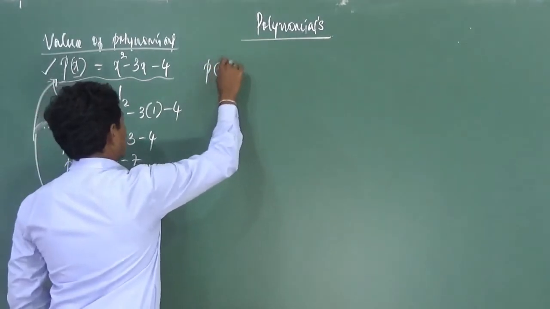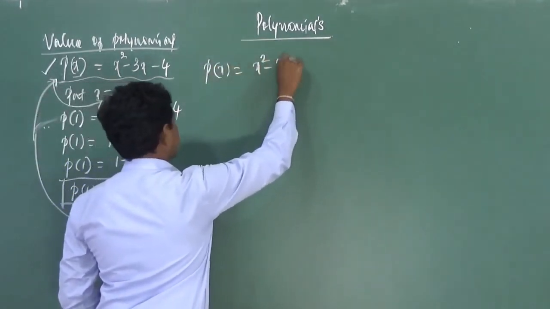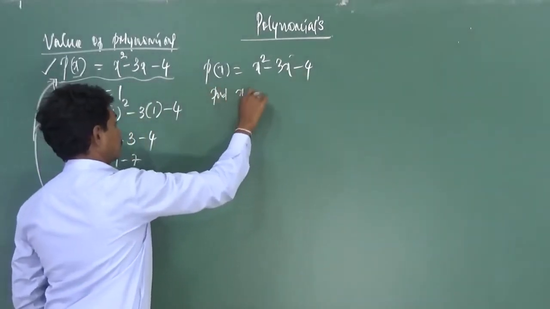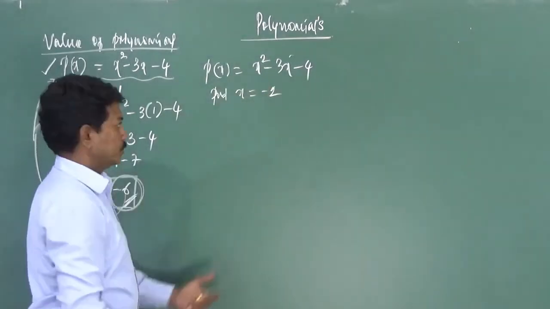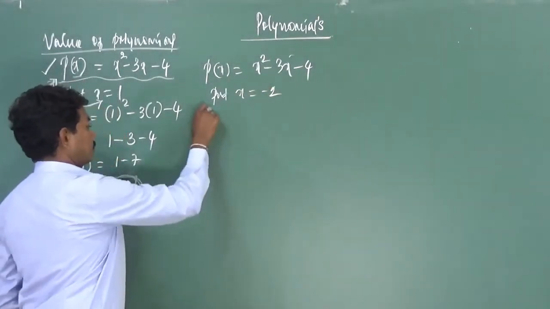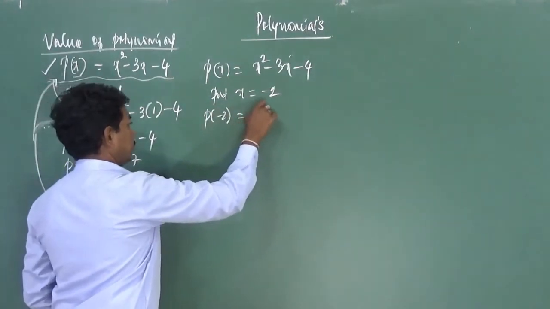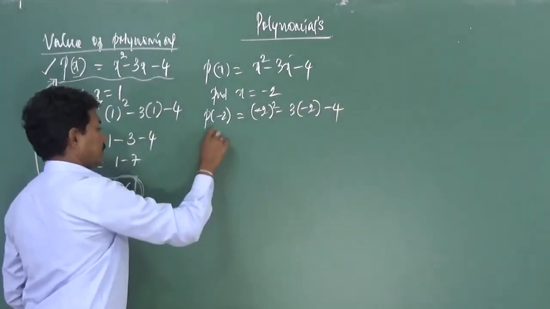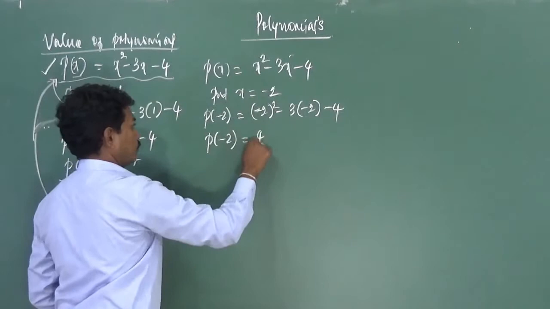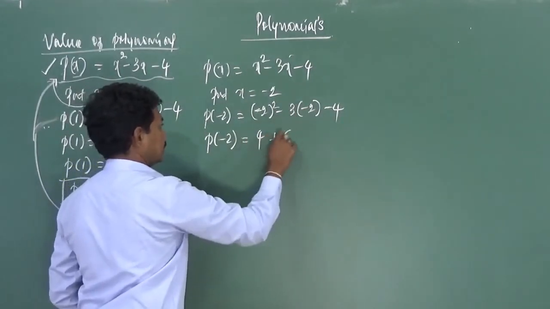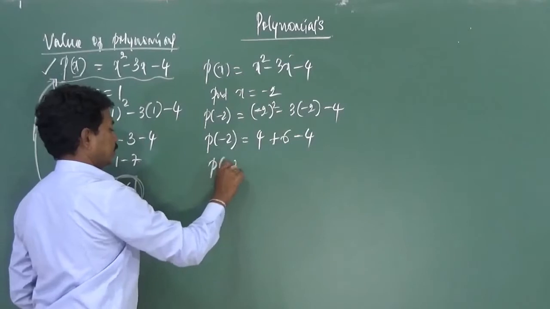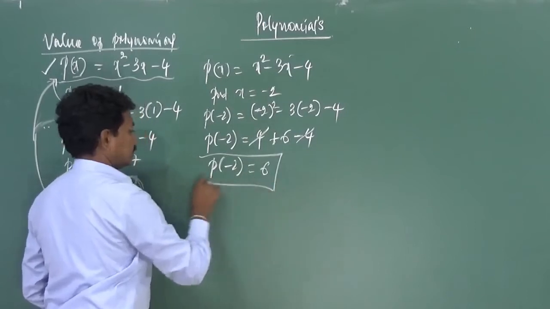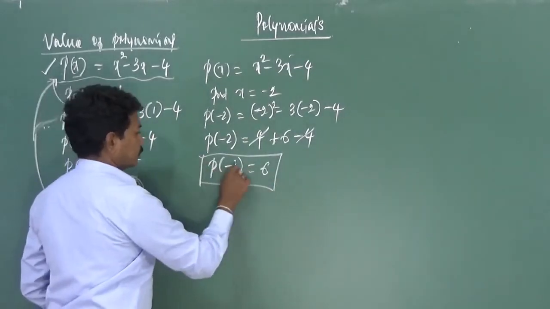Let us take p of x is equal to x square minus 3x minus 4. I have taken the polynomial. So I will put x is equal to minus 2. I will take a negative value here, which is also a real number. So p of minus 2 is equal to minus 2 whole square minus 3 into minus 2 minus 4. So p of minus 2 is equal to minus 2 whole square is 4, minus into minus is plus, 3 2s are 6, minus 4. So p of minus 2 is equal to plus 4 and minus 4 cancels, and the remaining is 6 here. So here the value of the polynomial is 6.